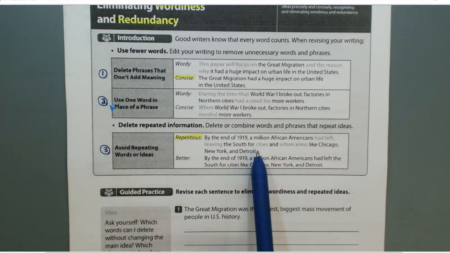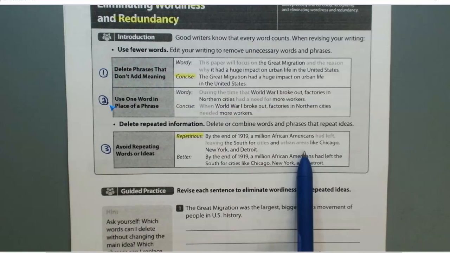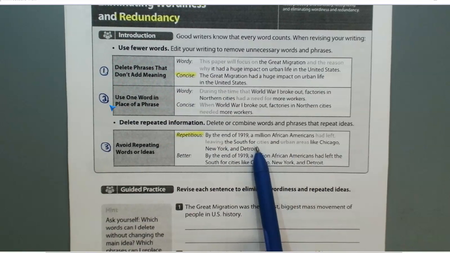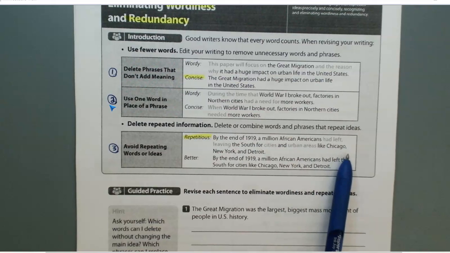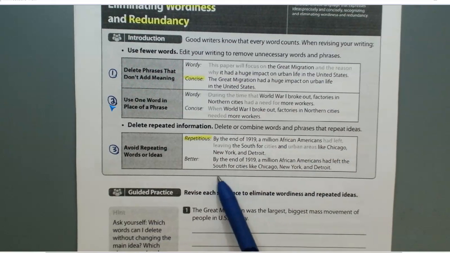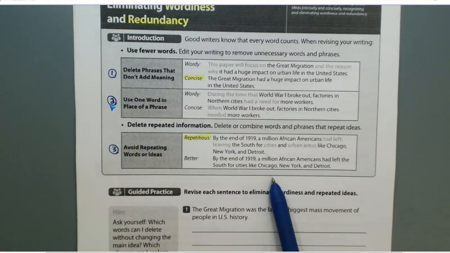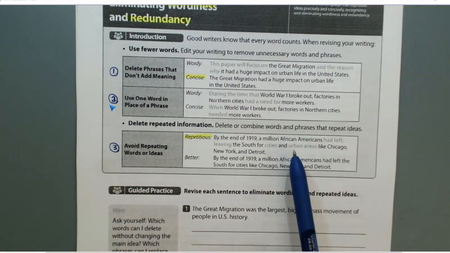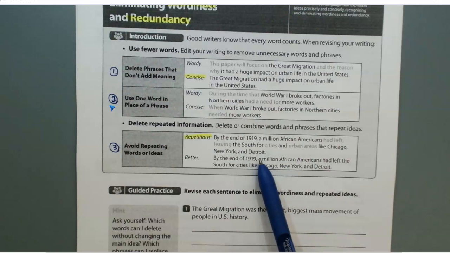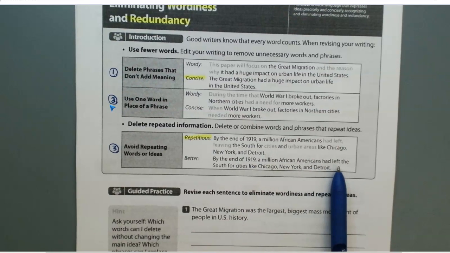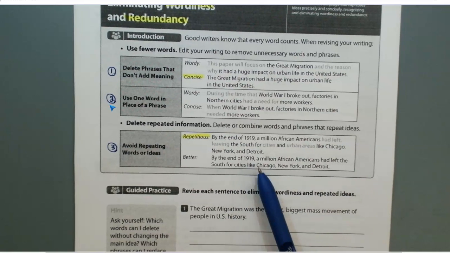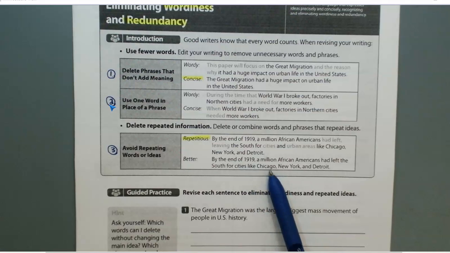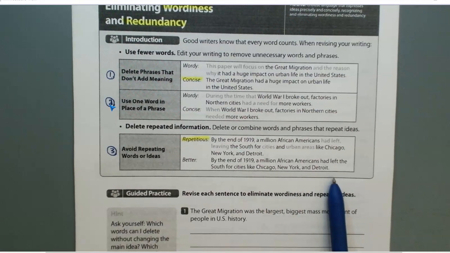And then "cities and urban areas," an urban area is a city, so that's a repetition. And then they tell us what those cities are called. So again, we have repetition. So we're left with: by the end of 1919, 1 million African Americans had left, because we need that first, had left the South for cities like Chicago, New York, and Detroit.